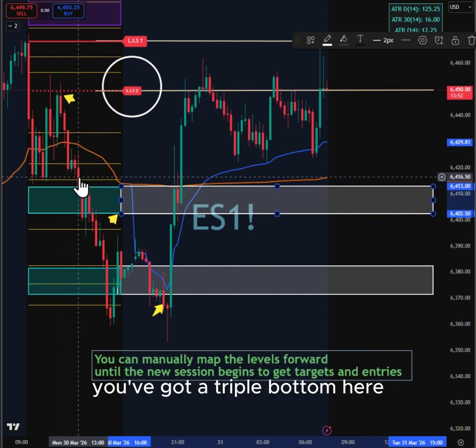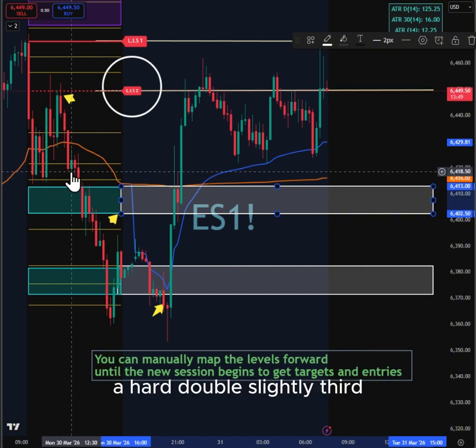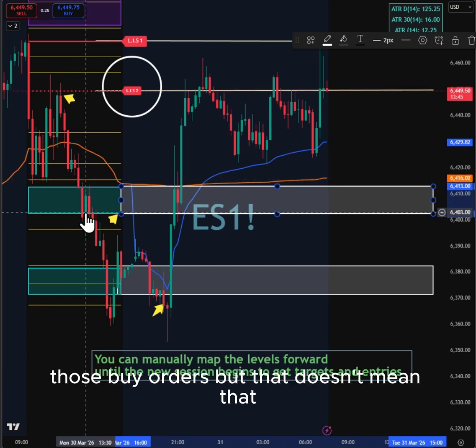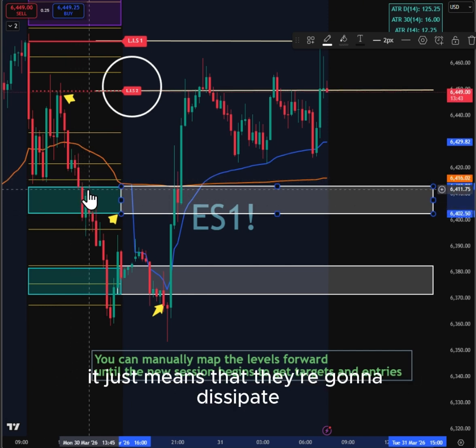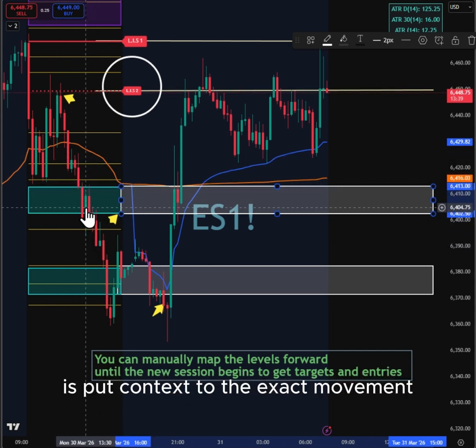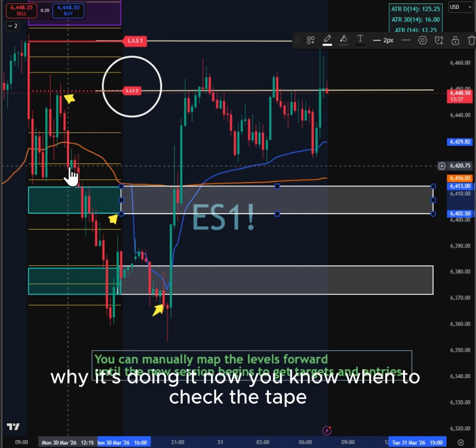Boom, you've got a triple bottom here. A hard double, slightly third, and you're going to finally eat those buy orders. But that doesn't mean that they're completely gone. It just means that they're going to dissipate, and ultimately, yes, they're going to go. So that's what we're helping you do, is put context to the exact movement, why it's doing it.